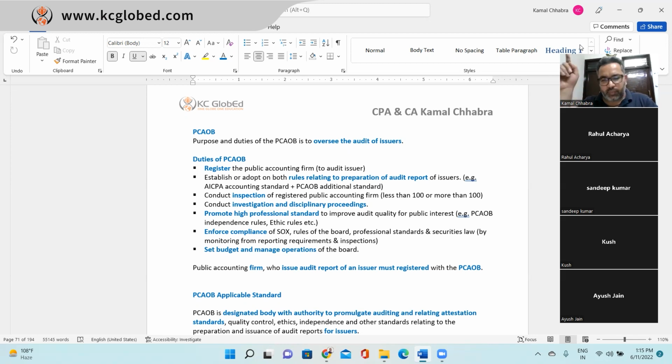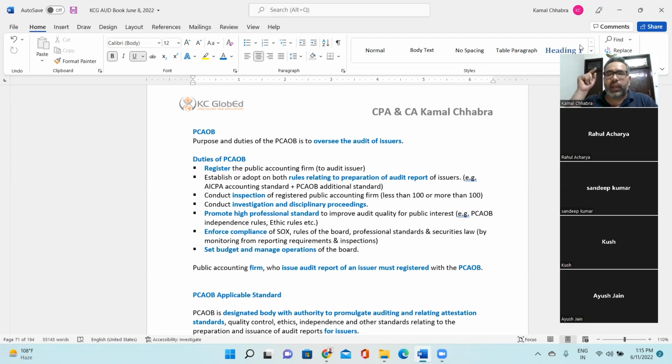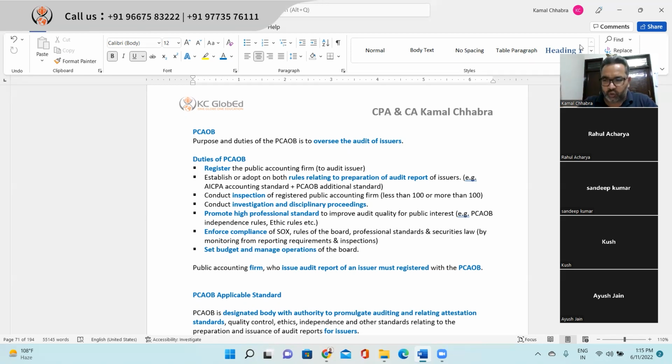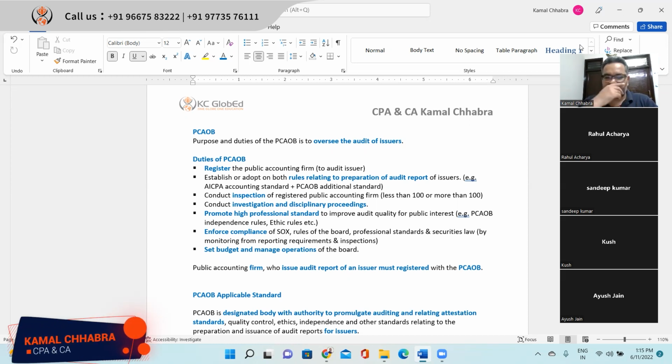So in Title 1, we have seen what information a CPA firm needs to provide to the PCAOB to get registered and to renew their registration every year. So here the PCAOB's responsibility is to give them registration. Make sense? Yes, sir.